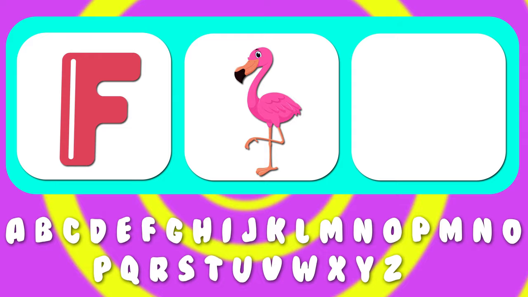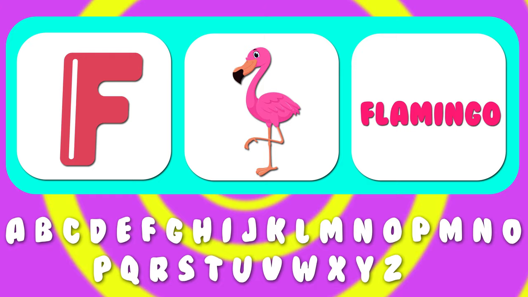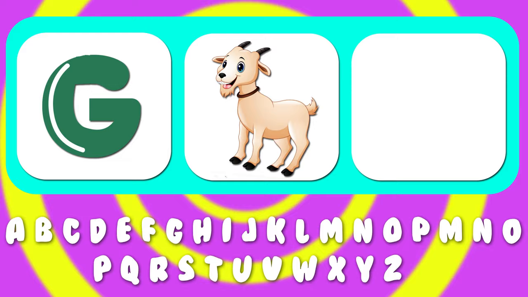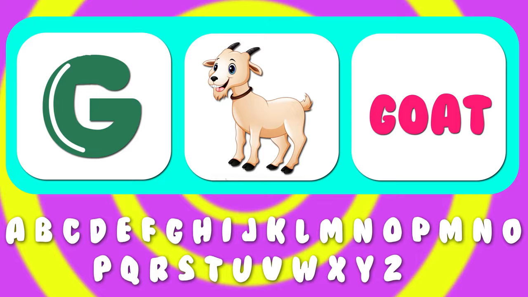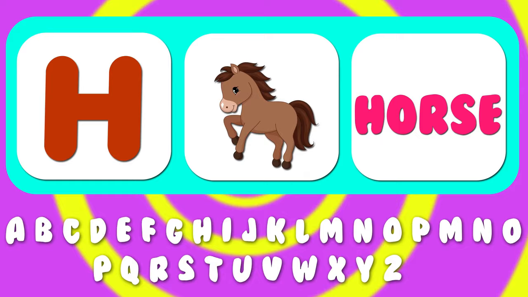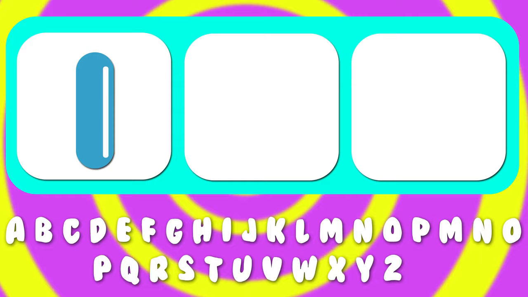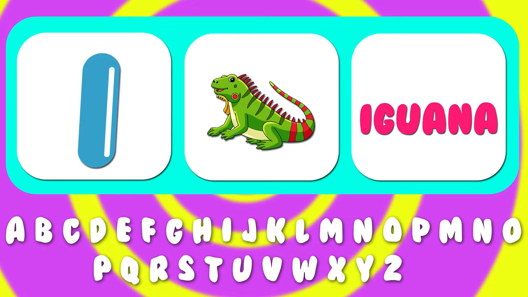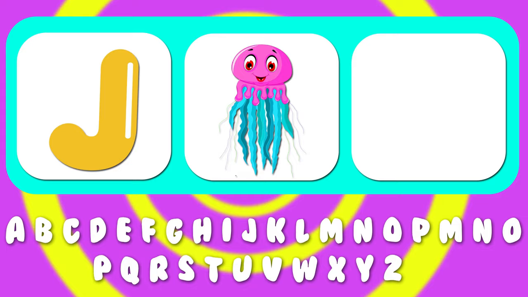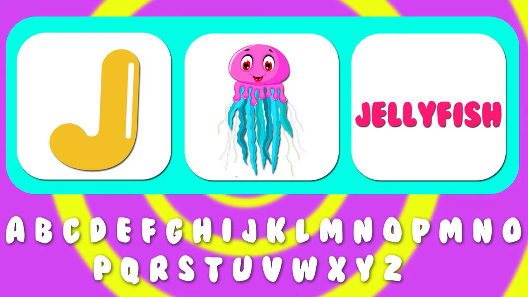F, f, flamingo. G is for goat. G, g, goat. H is for horse. H, h, horse. I is for iguana. I, i, iguana. J is for jellyfish. J, j, jellyfish.